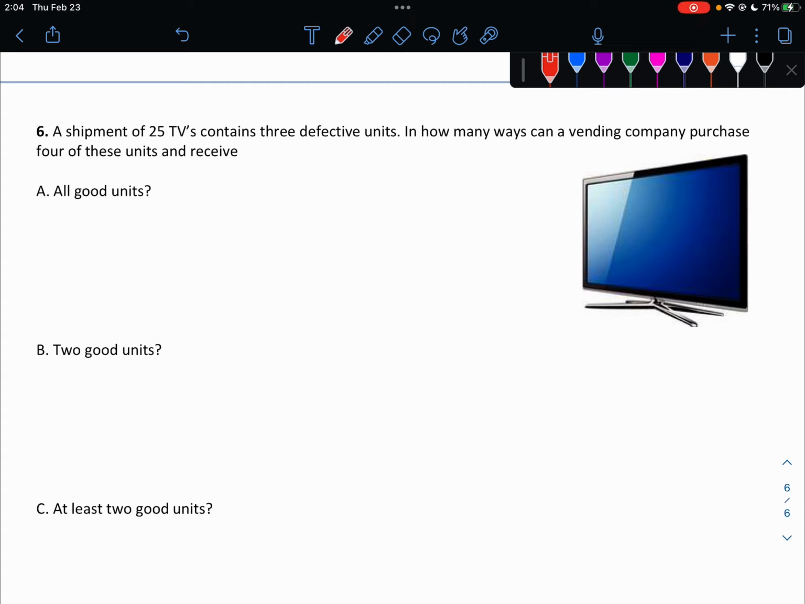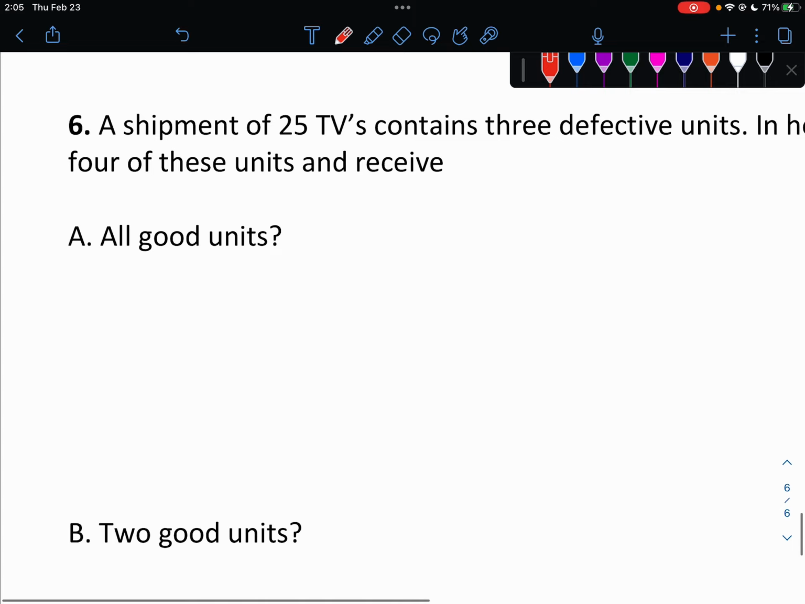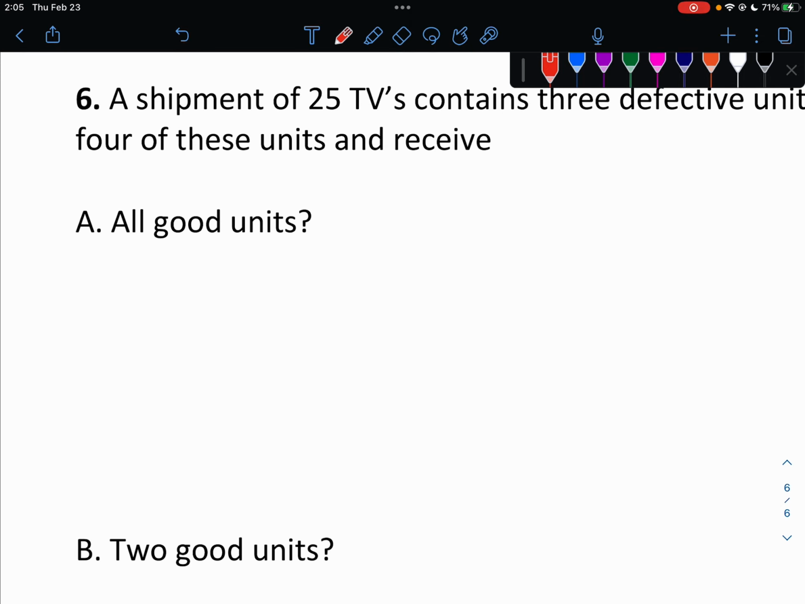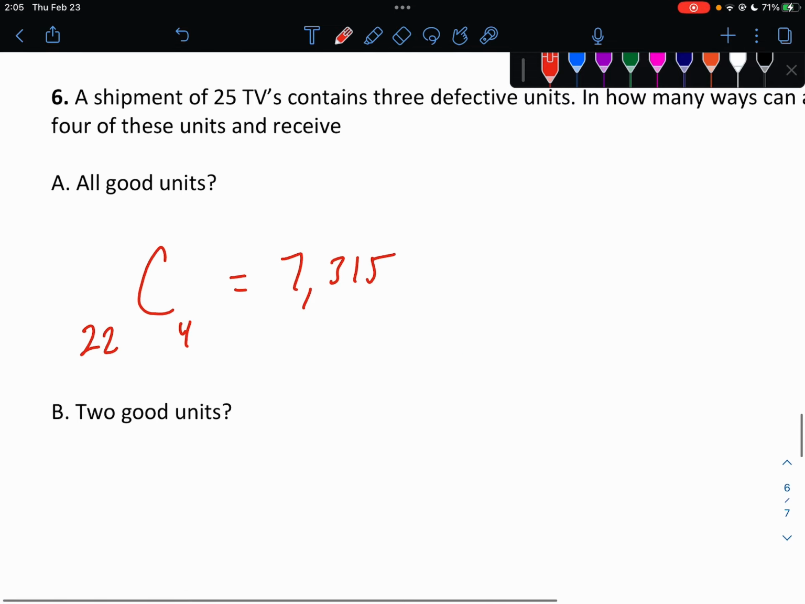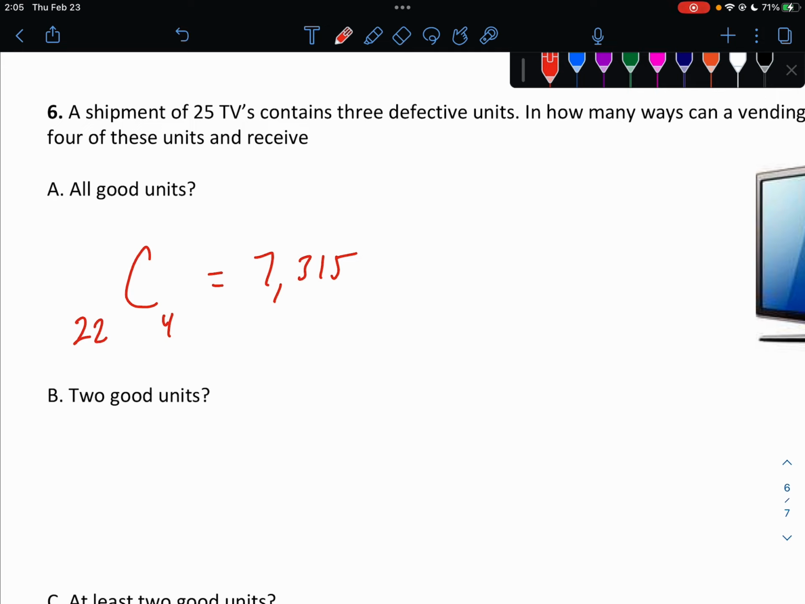All right, last slide here. A shipment of 25 TVs contains 3 defective units. How many ways can the vending company purchase 4 of these units and receive all good units? So if there's 25 TVs and 3 bad ones, that means there's 22 good ones. So we're going to go 22, choose, and we want 4 good ones. So 22 choose 4. Now, two good units. So that means 2 good and 2 bad. So 22 choose 2, and 3 choose 2, because there's 3 bad ones. We're going to choose 2 of those bad ones. 693 should be what you get there.